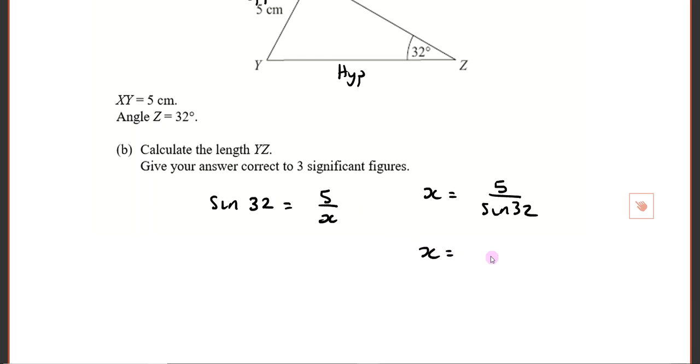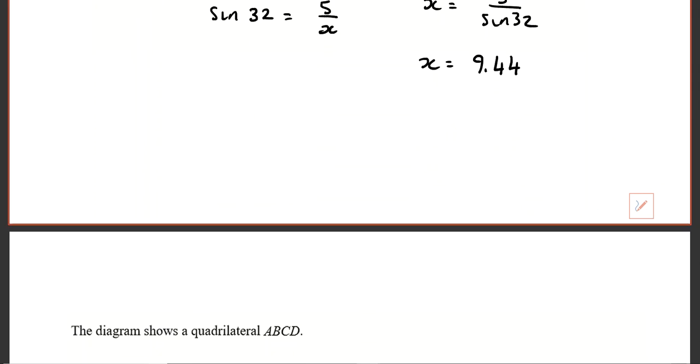X equals 9.44. Okay, someone put 9.43, which meant they were rounding incorrectly.